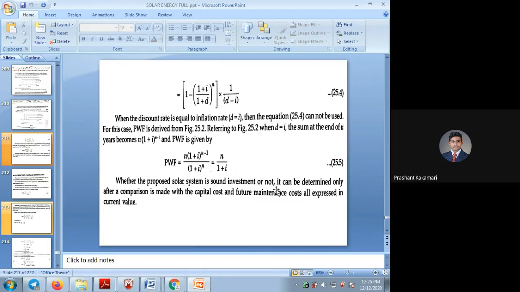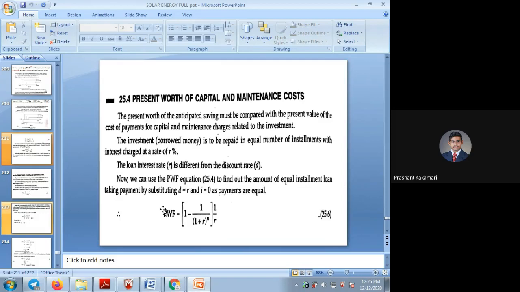Whether the proposed solar system is a sound investment or not, one can also check by this present worth factor cost. It can be determined only after comparison is made with the capital cost and future maintenance costs, all expressed in current yield. Because all these things are required to convince a customer whether he can go for the solar plant or quit his idea for the application.